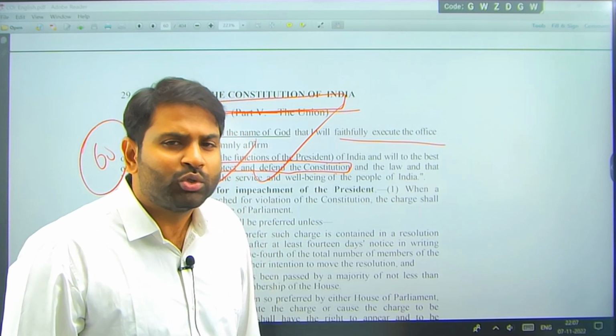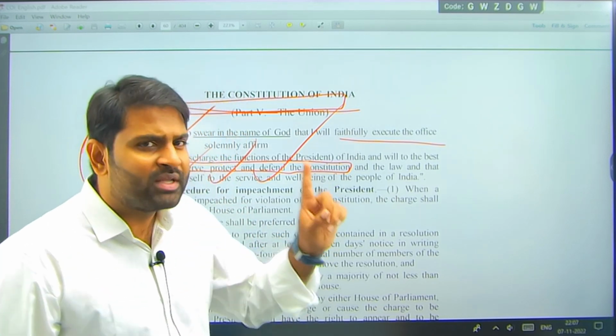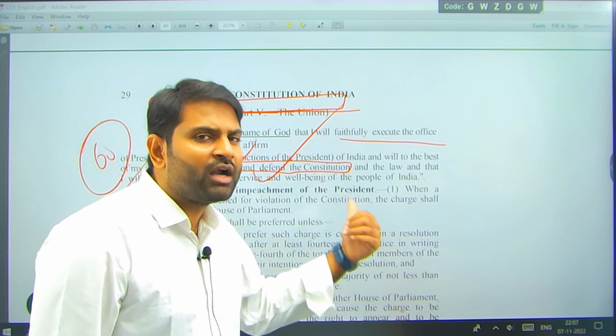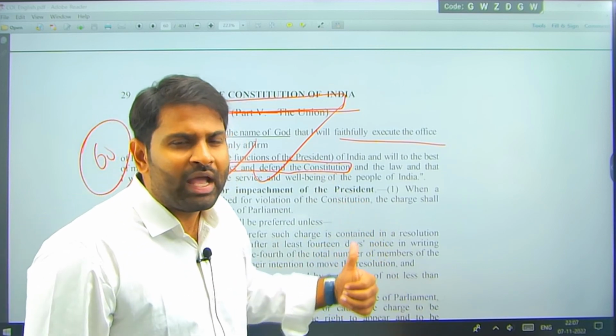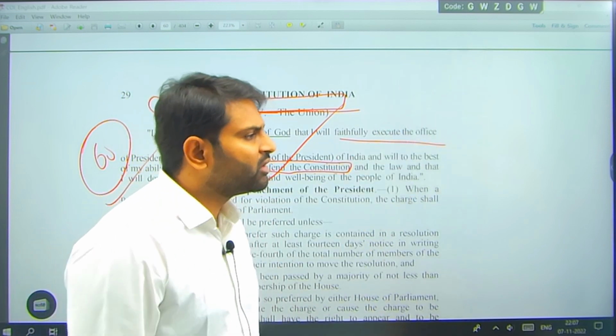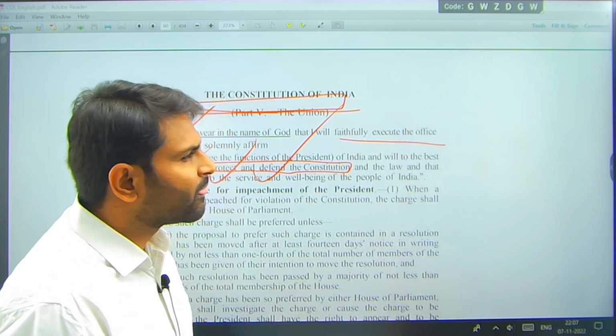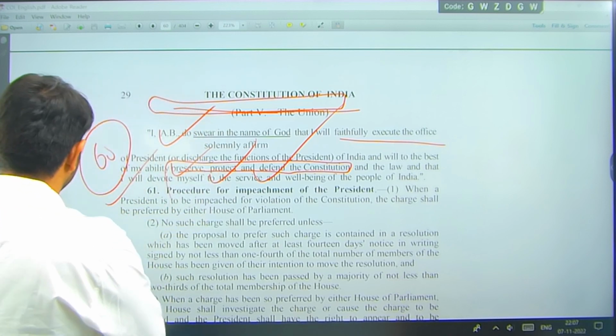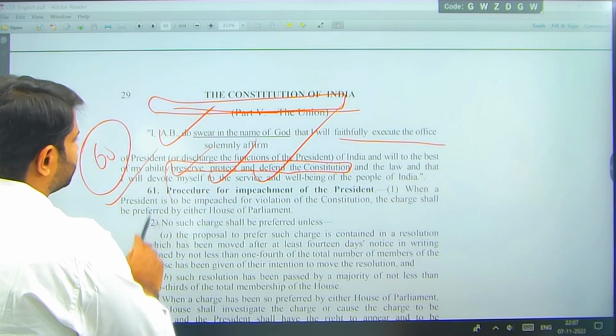Again I am saying oath and affirmations. Article 60, president oath is there only in this particular article. It is not there in the schedule. Except president and vice president, all other oaths are there in the third schedule of Indian constitution. Okay. Next one.